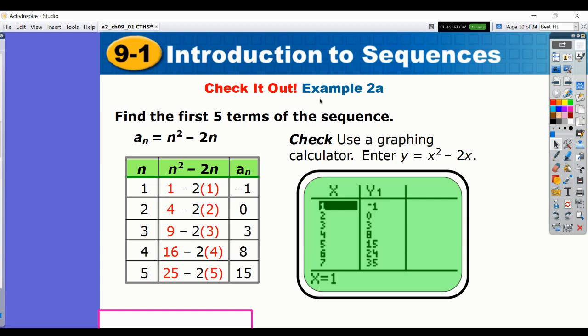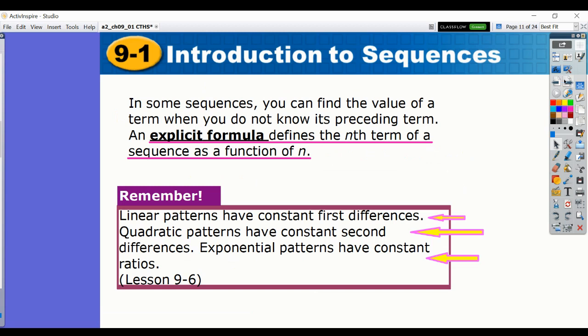If I have a recursive formula and I want to find the 10th term, I have to find the 9th and the 8th and the 7th and 6th all the way on back. So it can be really tedious if you want to find like the 100th term.